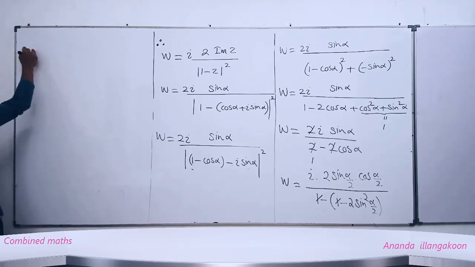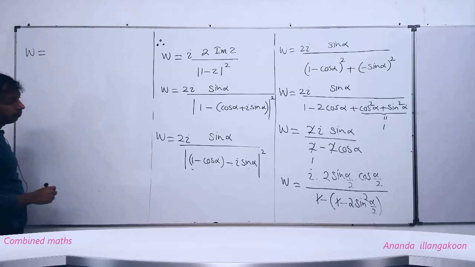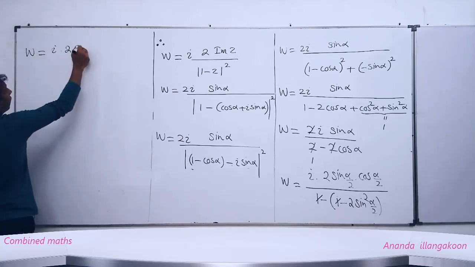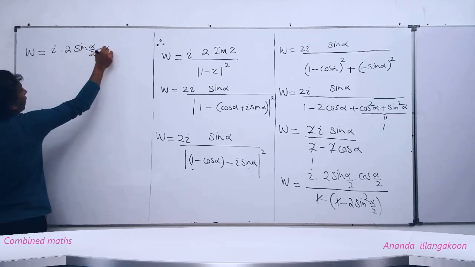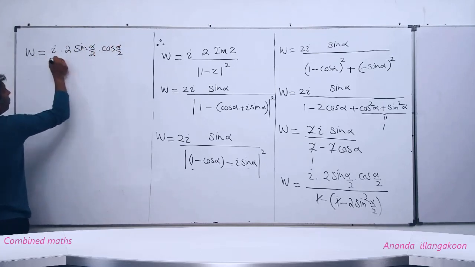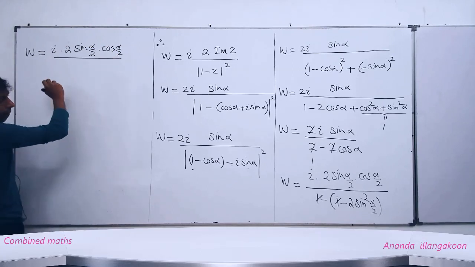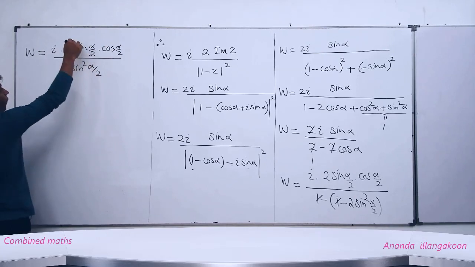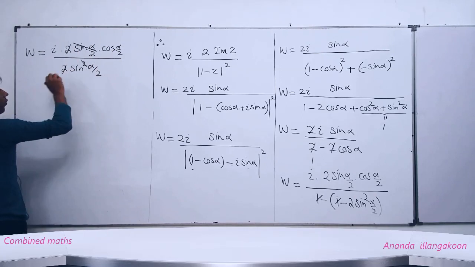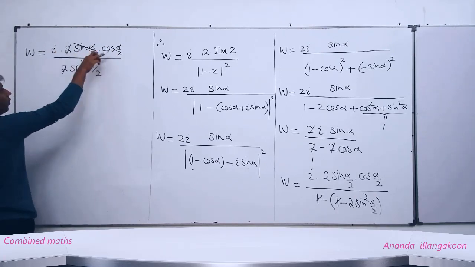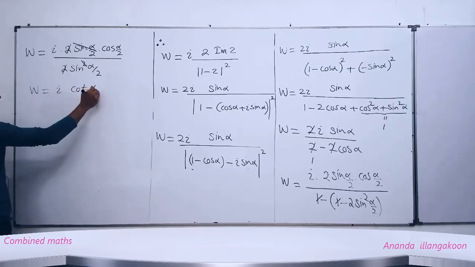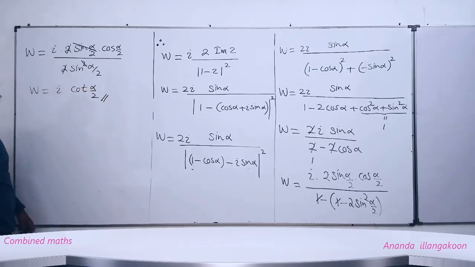We get w times 2 sin alpha by 2 into cos alpha by 2 over sin squared alpha by 2. This and one sin alpha by 2 can cancel down. This and this we can cancel down. Cos by sin is cot, so cot alpha by 2. This is the w complex number.